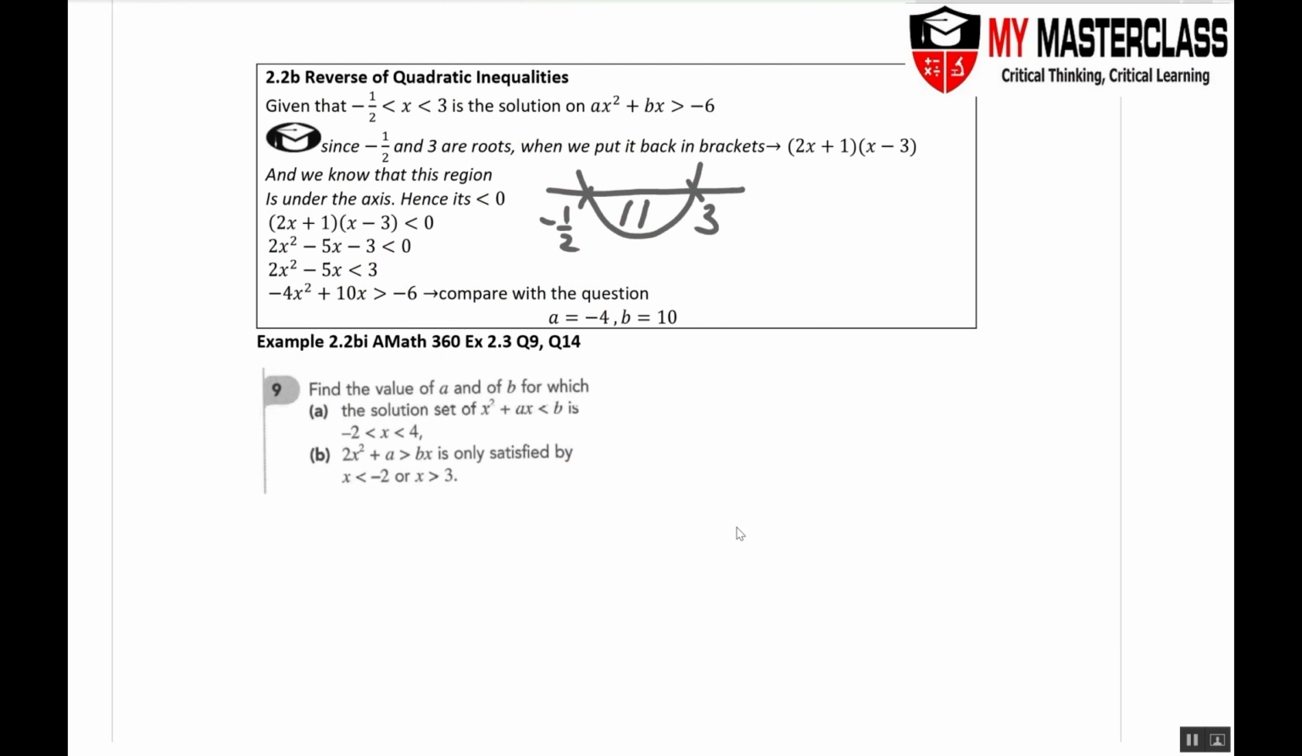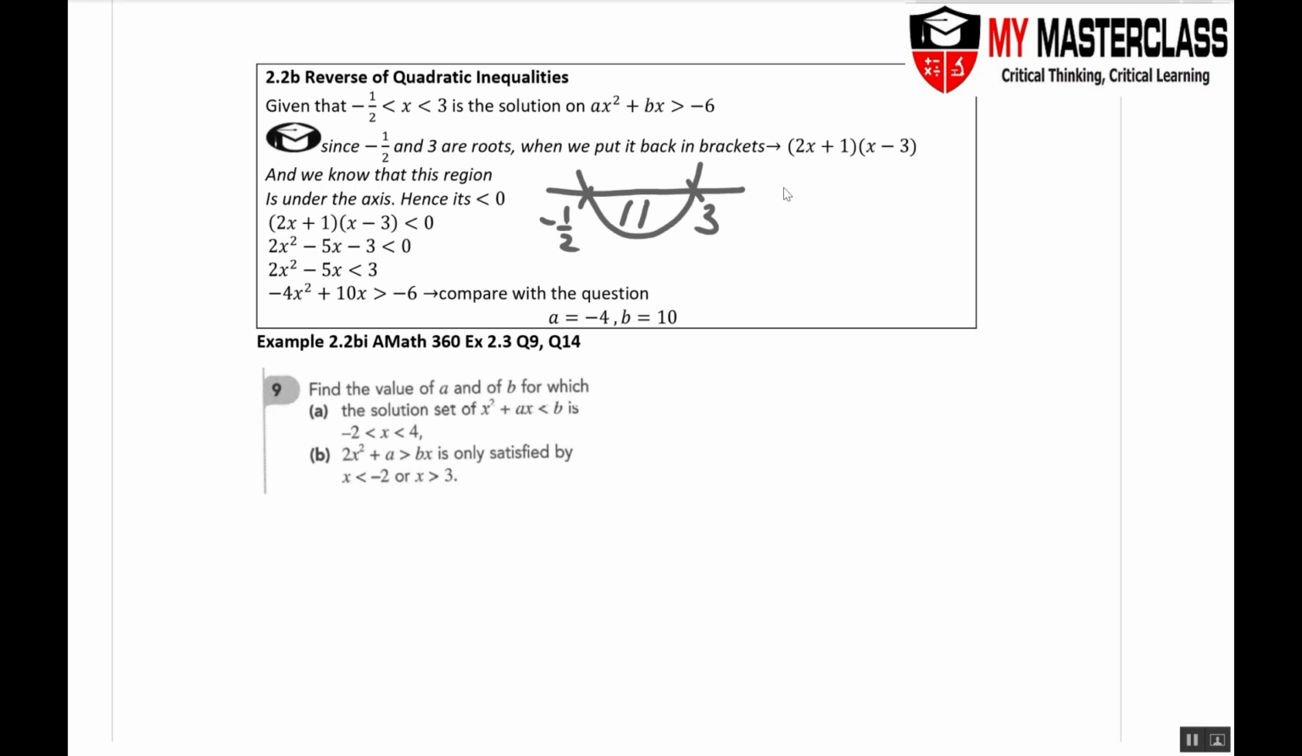Now let's look at the reverse of quadratic inequalities, where you are given the solutions and asked to form back the inequality itself. Just now we had the inequality and we were asked to solve. Now they give you the solution, and then they ask you to identify the unknowns a and b. First things first, based on these two, we know that these are roots. So when you put them back into the bracket, this is your bracket form, right?